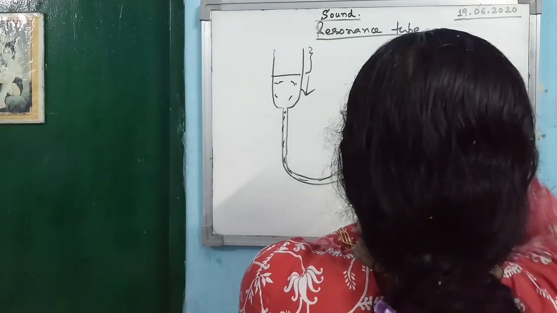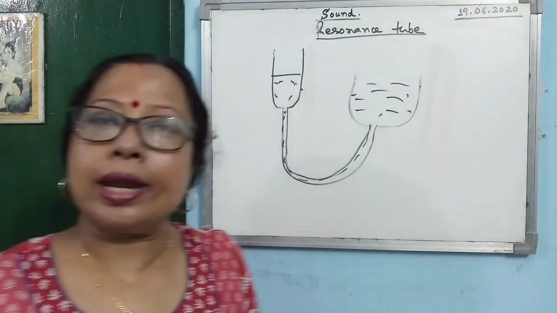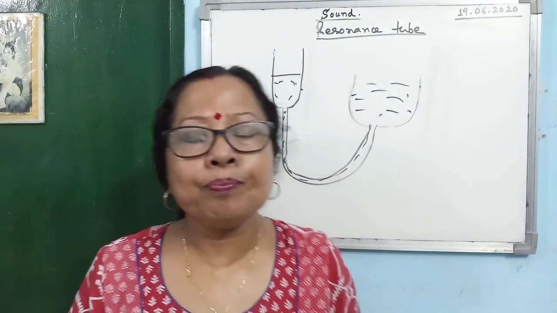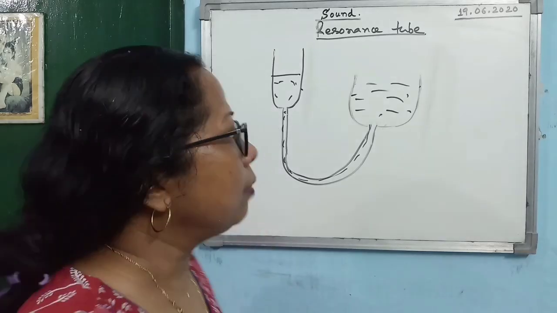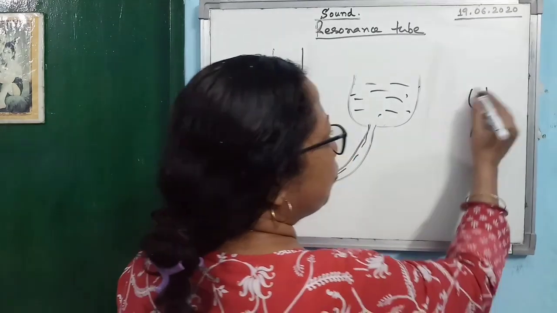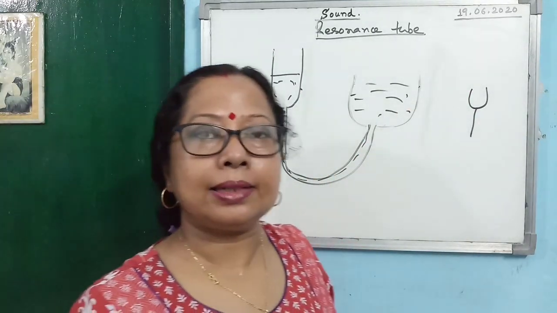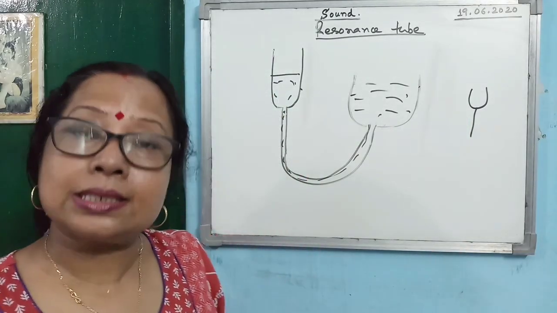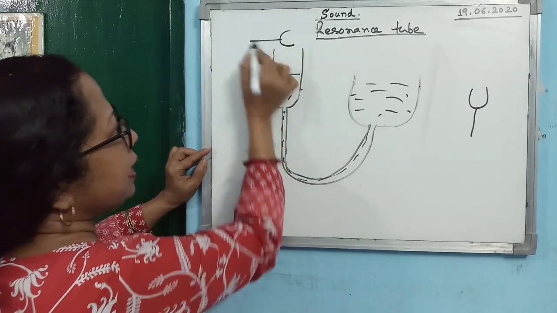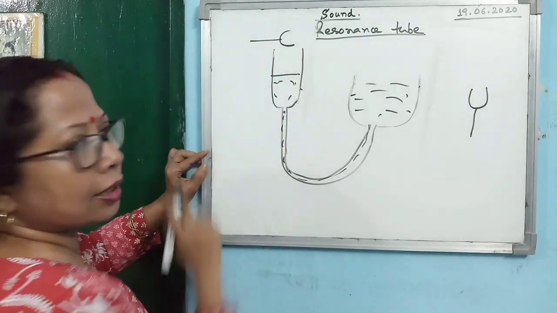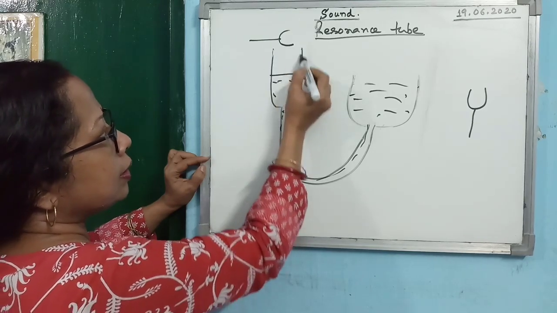Because by this instrument, with the help of the phenomenon of resonance, one can find out the speed of sound in air, as well as the unknown frequency of a tuning fork. Now you know that a tuning fork has 2 prongs and a handle. So if you strike the tuning fork on a rubber pad, the fork will vibrate with its natural frequency. Now you just observe it. If you hold the vibrating tuning fork just above the air column, then the tuning fork will produce forced vibration within the air column.